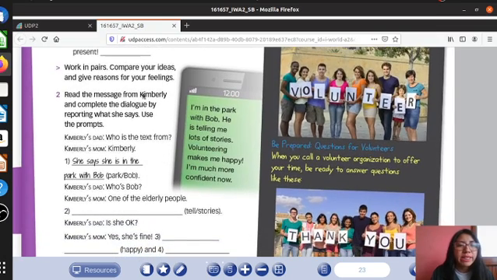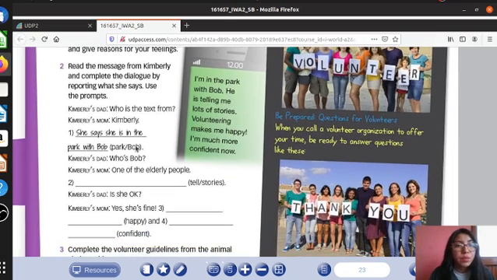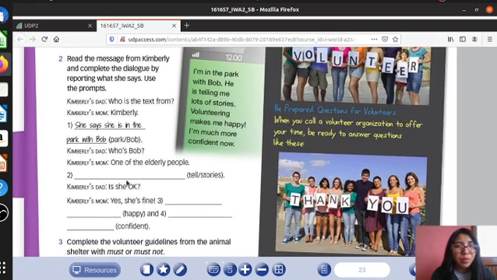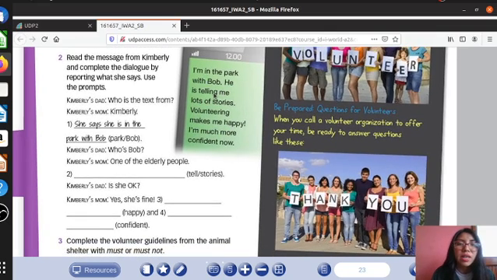Read the message from Kimberly and complete the dialogue by reporting what she says. Use the prompts, okay? In this case, we are going to review the reported speech, okay? Here you have a conversation of Kimberly's dad and Kimberly's mom. And here you have the message. Aquí tenemos el mensaje. Y aquí tenemos la conversación del papá y la mamá de Kimberly, ¿ok? So, you have to report. Usted tiene que reportar lo que Kimberly dijo in that part, ¿ok? In that part, you are going to report, tell stories, ¿ok?